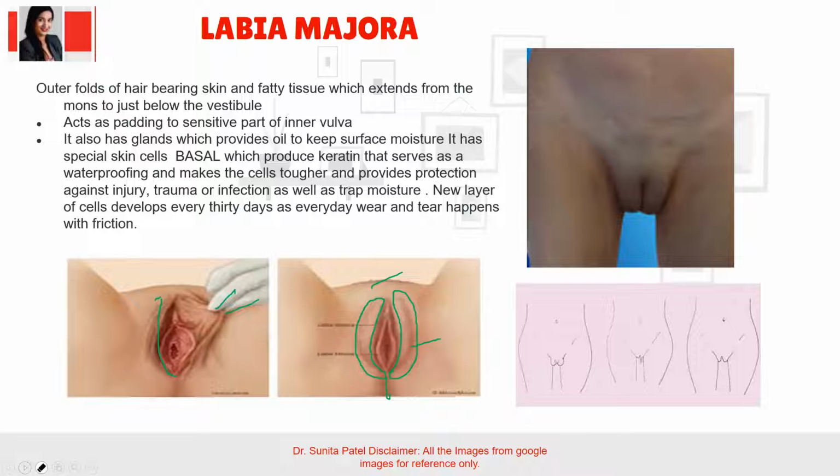So every female can show you different structures. It's like we have different lips. It can be the same lip, it can be one big, one small. So the same way we can have different lips down there also.